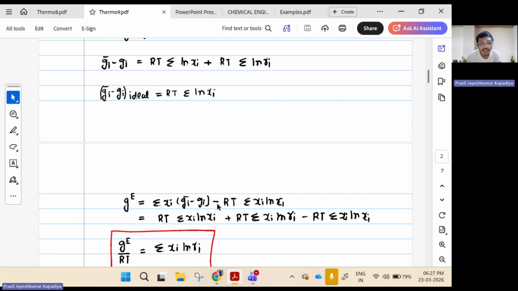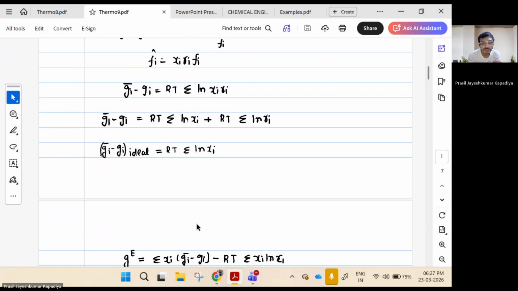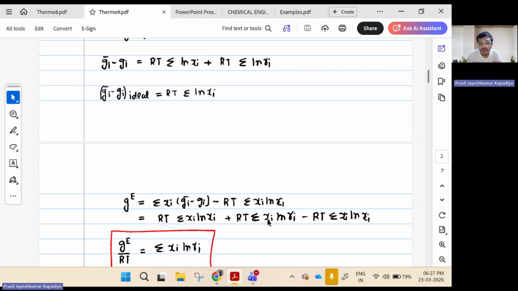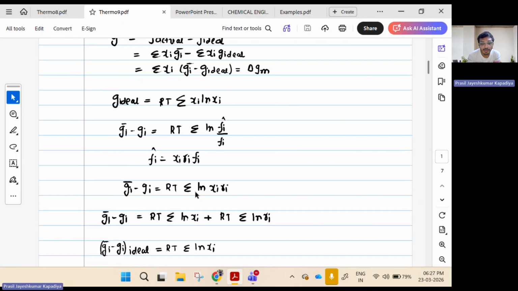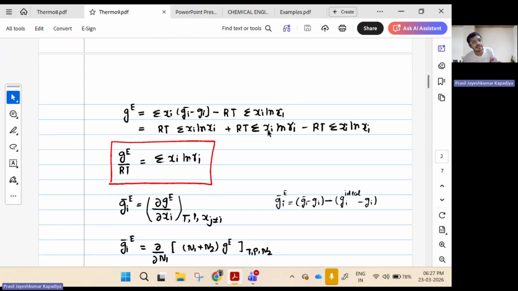G excess as this term RT summation of xi ln xi plus RT summation of xi ln gamma i.